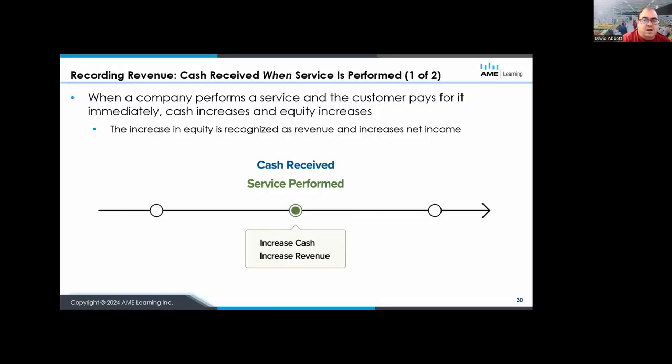Now we'll talk about an example of when cash is received at the time that the service or the product is performed or provided. When a company performs a service and the customer pays for it immediately, cash increases and equity increases both at the same time. The increase in equity is recognized as revenue and it increases our net income. They both happen, and this happens a lot. We buy groceries, and we receive the items once we pay for them, at the same time. Or the other day, I took my car down to get the oil changed, and I paid for it at the same time. They did the service, and I paid them for it at the same time.